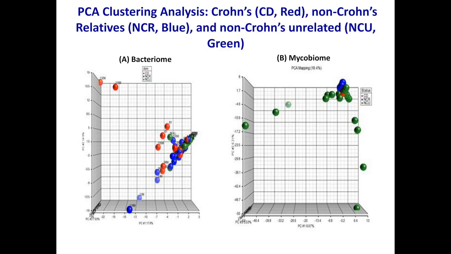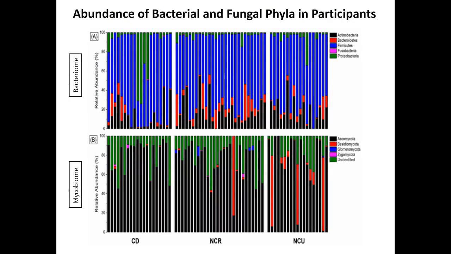Okay, whereas those from the unrelated healthy controls were really spread out in green, as you can see. When you look at the heat map of the abundance of bacteria and fungal phyla in these participants, you can see the bacteriome, again, has the usual suspects: Firmicutes, Fusobacterium, and of course Bacteroides as well. When we look at the fungi, you have the phyla.